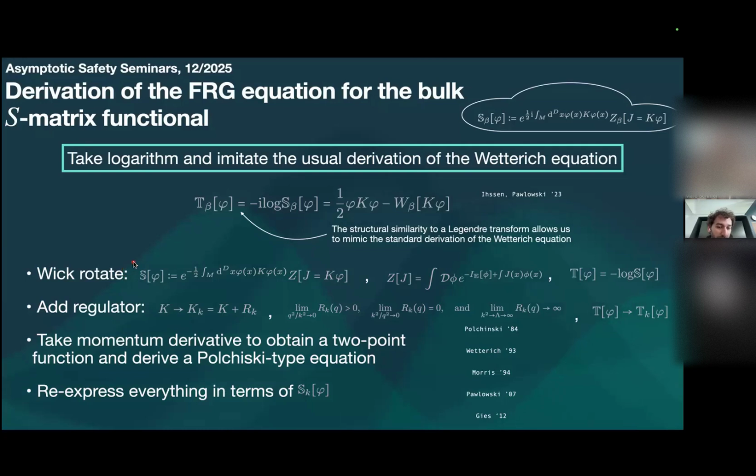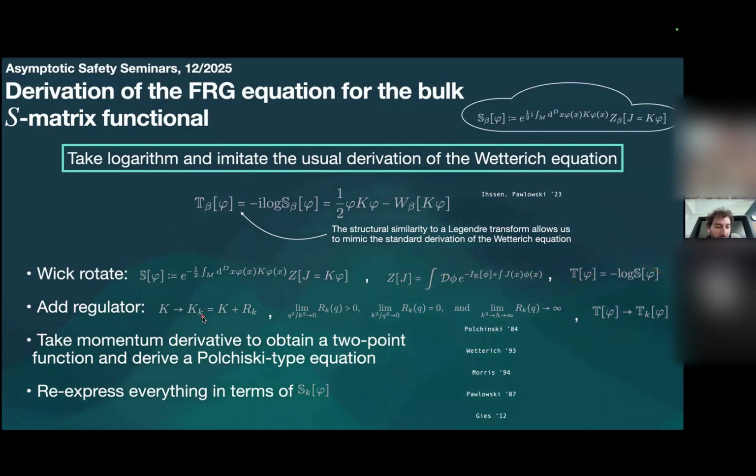First, we need to Wick rotate. So now we have a Wick rotated functional S. And you see that for simplicity, now I suppressed the subindex beta, because as I told you, the boundary condition that we choose is irrelevant from this bulk point of view. Then I have a Wick rotated partition function and also some Wick rotated t.